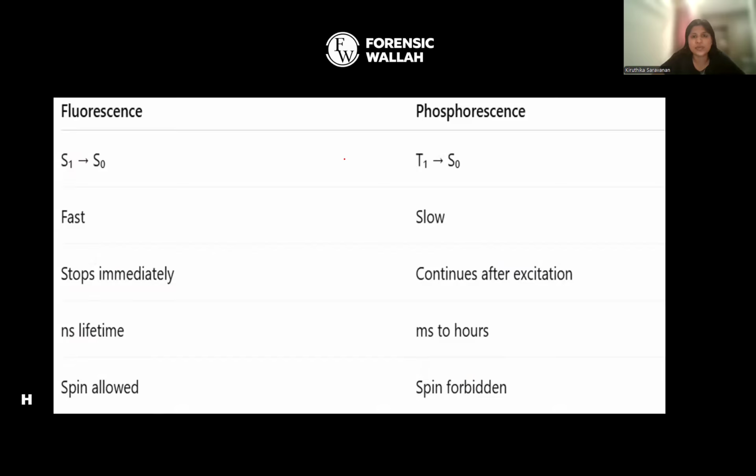As you can see, the difference between fluorescence and phosphorescence: fluorescence occurs from S1 to S0, phosphorescence occurs from T1 to S0. Fluorescence is a fast reaction, phosphorescence is a slow reaction. Fluorescence stops immediately after the light source is removed. Phosphorescence continues even after the excitation. The lifetime is a few nanoseconds for fluorescence, but milliseconds to even hours for phosphorescence. In fluorescence the spin is allowed; in phosphorescence the spin is forbidden.